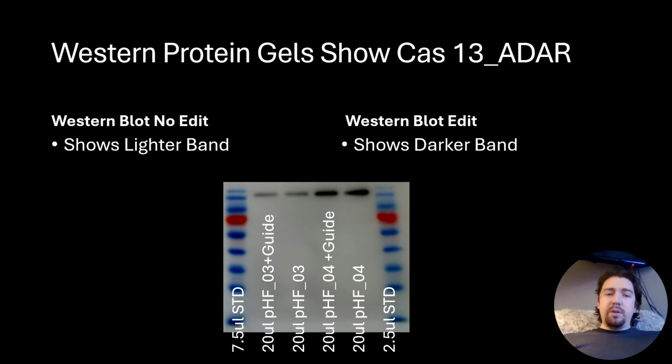On the bottom, if you look at the labeling, you see you have the ladder, and then you have the 20 microliter of the different types of the cell. So what we saw here was no edit, and that was a band that was a little lighter, and then we saw a band that was yes of an edit, and that was a little darker.